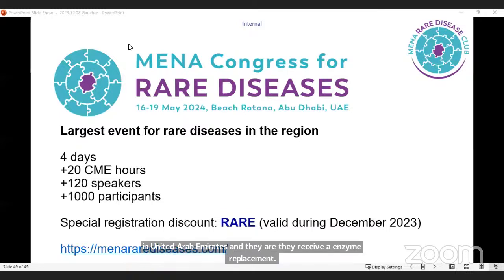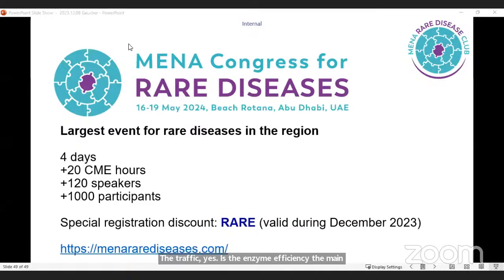Is the enzyme deficiency the main cause? Yes, this is the primary cause. We have a mutation in the enzyme, and then we have enzyme deficiency, and this is why we have accumulation of the storage material in macrophages.